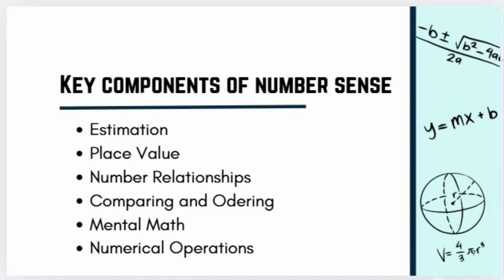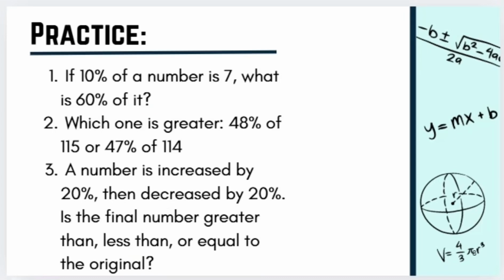The first one includes estimation. The second one is the place value. We make use of place value. The third one, we do number relationships, so we study the relationships between numbers. The fourth one is comparing and ordering. So we compare numbers and then we order them just to study what is happening between them. The fifth one is mental math, and then the last one is numerical operations.